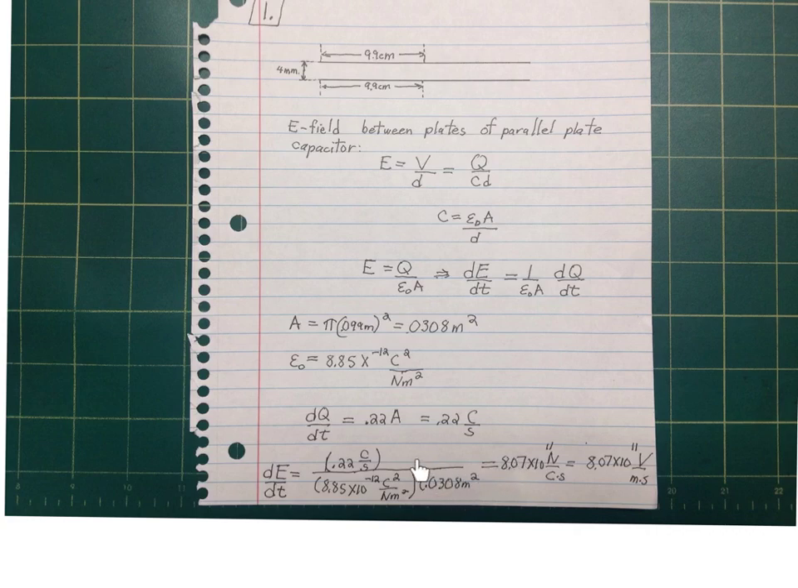I then cancel out all the units that are common to numerator and denominator, and as a result I come up with an electric field rate of 8.07 times 10 to the 11th Newton per Coulomb second. I re-express that in terms of the units that I'm asked to give the answer, and in doing so it'll be 8.07 times 10 to the 11th volt per meter squared.